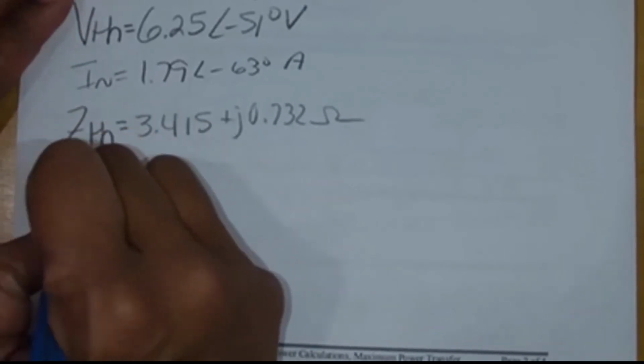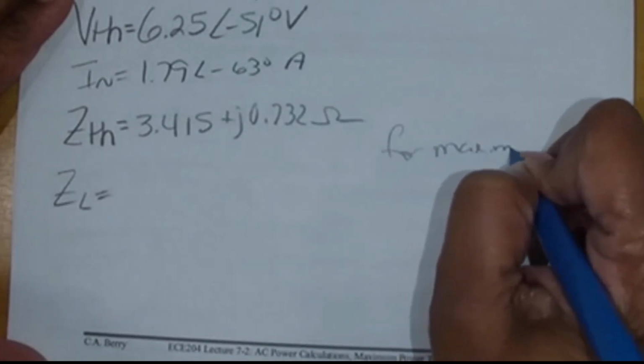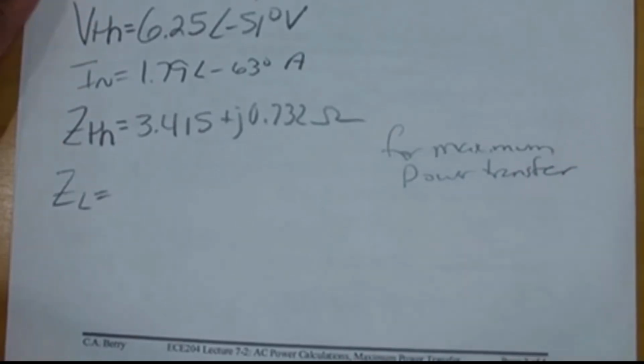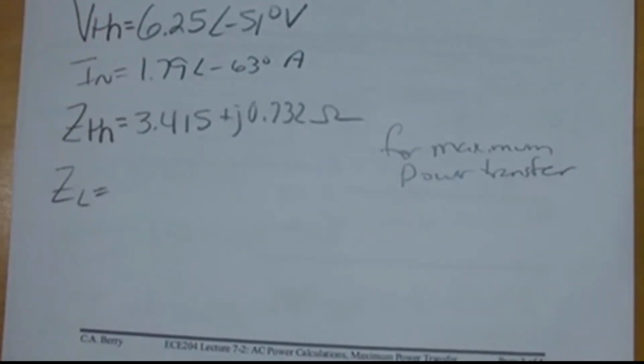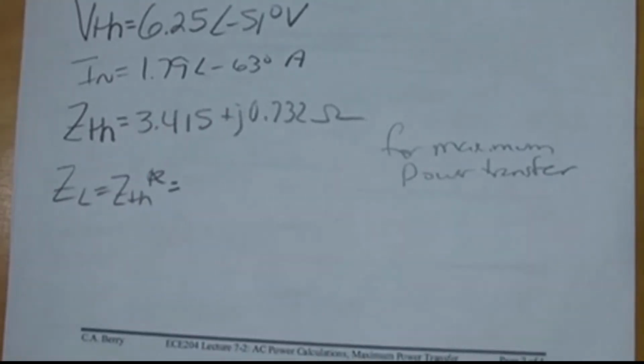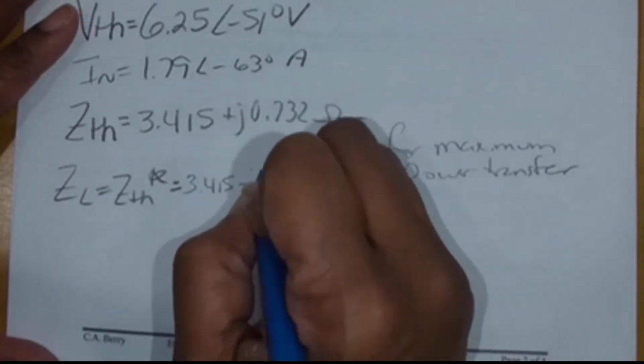I need to figure out that load value for maximum power transfer. What should it be? What should Z load be for maximum power transfer? It's the conjugate of Z Thevenin. What is that? Right, just flip the sign on the imaginary part.